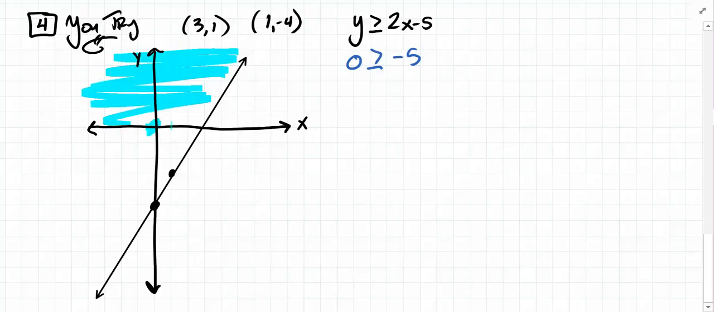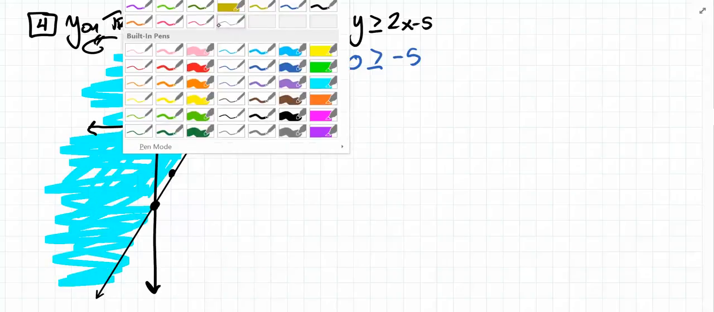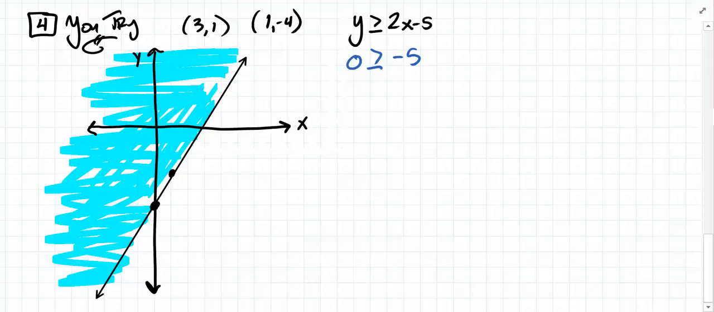Okay, good. Now that my beautiful shading is here, I'm going to plot these points in pink. 3, 1. So go 1, 2, 3, 1. That's that point there. And then 1, negative 4. 1, and 1, 2, 3, and 4. This point here. Now, because my line was a little bit messed up, I'm going to go ahead and use this technology to make sure that I'm doing this correctly, okay?